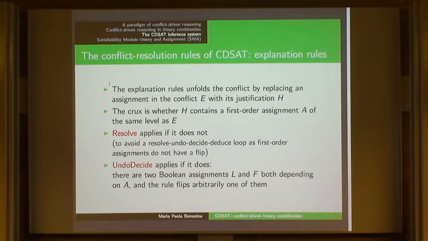Now, what if the justification H contains such an outstanding first order assignment? Then we do undo decide. And we prove that this situation happens only if there are two Boolean assignments, L and F, in the conflict, both depending from this first order assignment A. And then what undo decide does, it flips arbitrarily one of these two. Because they are Boolean and they have a flip, we can get out of this situation and go to a different state, having not L rather than L.